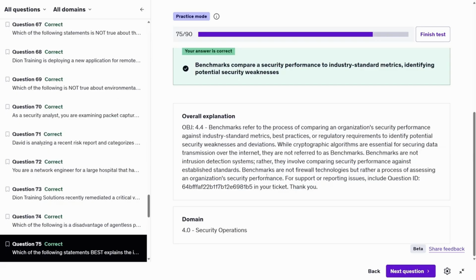While cryptographic algorithms are essential for securing data transmission over the internet, they are not referred to as benchmarks. Benchmarks are not intrusion detection systems, rather they involve comparing security performance against established standards. Benchmarks are not firewall technologies, but rather a process of assessing an organization's security performance.